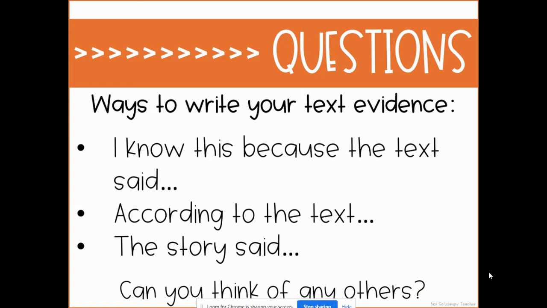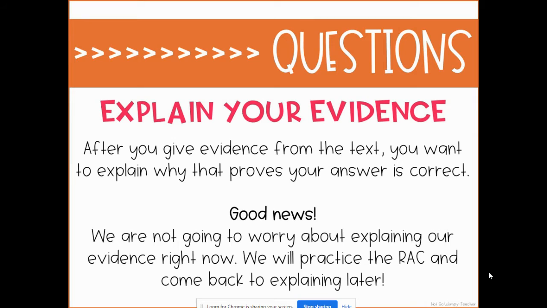Maybe you could say, "I read in paragraph 3," and then give the reasons there you saw. All right, explain your evidence is E. After you give evidence from the text, you want to explain why that proves your answer is correct. Good news. We are not going to worry about explaining our evidence right now. We will practice the RACE, and we will come back to explaining later. All right?